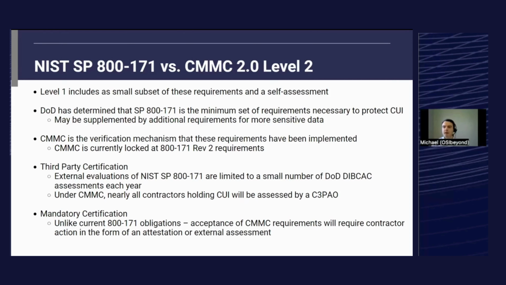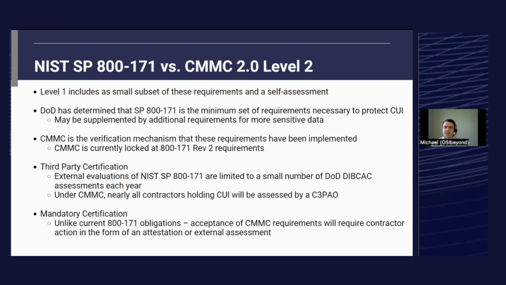Looking at third-party certification, as of right now, with this 800-171 system that we're operating under, the only true external independent assessments of 800-171 are limited to the small number of DoD DIBCAC assessments that are conducted. That's a small group of teams, small number of contracts, relatively speaking. Under CMMC, nearly every single contractor holding CUI will be assessed by an outside private entity, or a C3PAO. And we're also looking at mandatory certification requirements now. So practically speaking, all contractors at Level 2 are going to require third-party assessment.